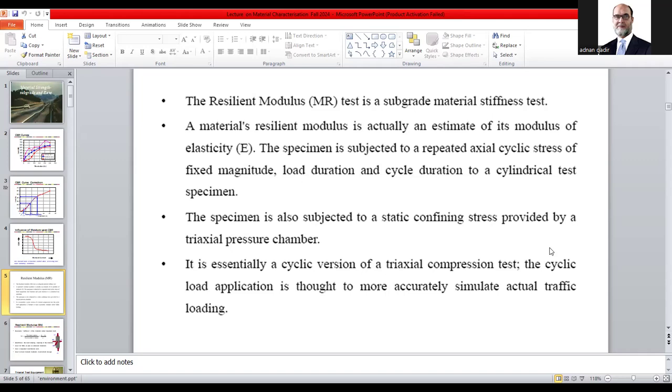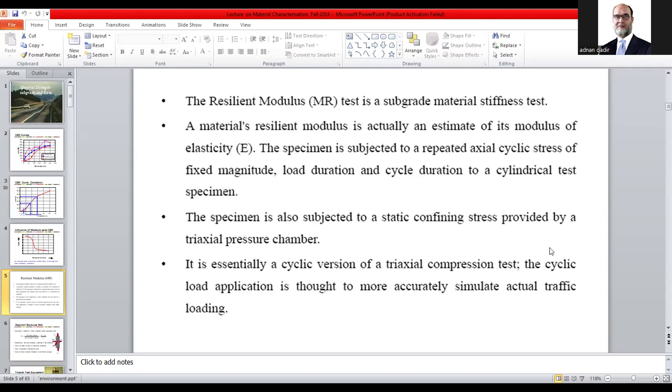Another thing you will find is that when you calculate Young's modulus, there is a direct, linear relation between stress and strain, and all the strain is recoverable after we remove the load. But in terms of resilient modulus, some of the strain is lost. That's why it's called a resilient modulus of elasticity. So there is some resilience by the sample as well.